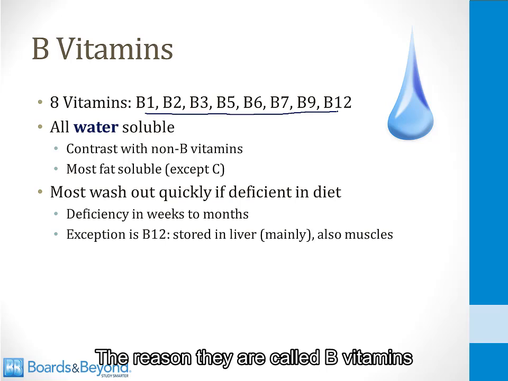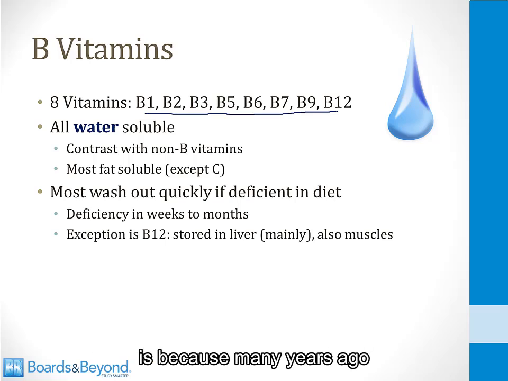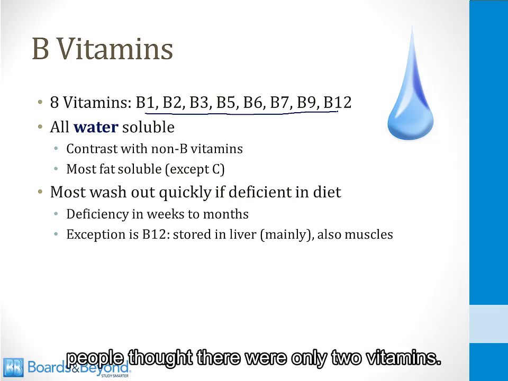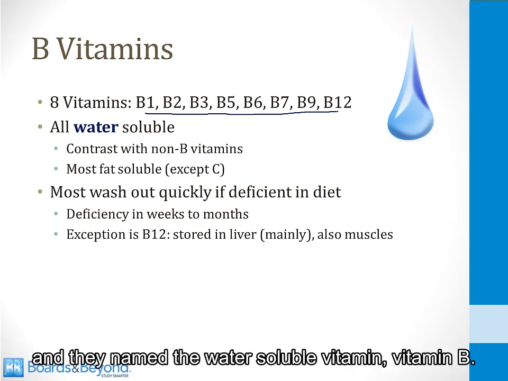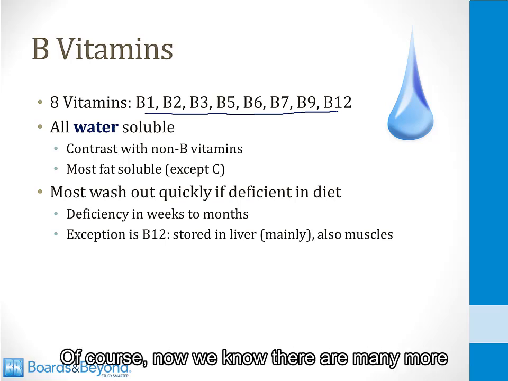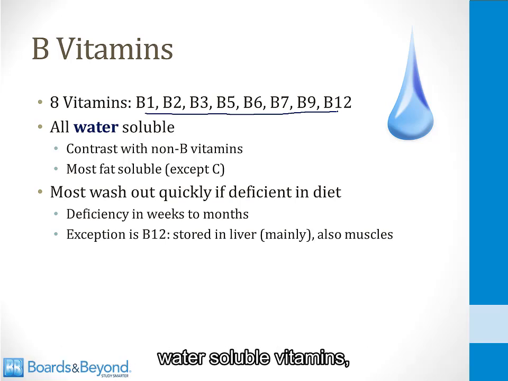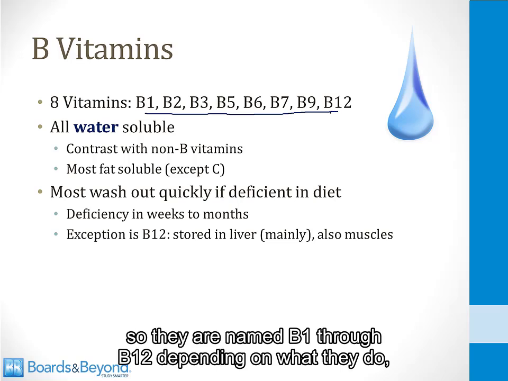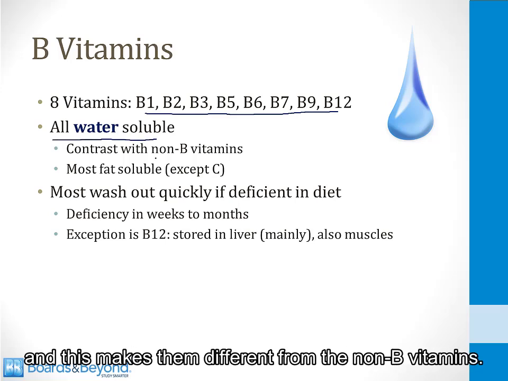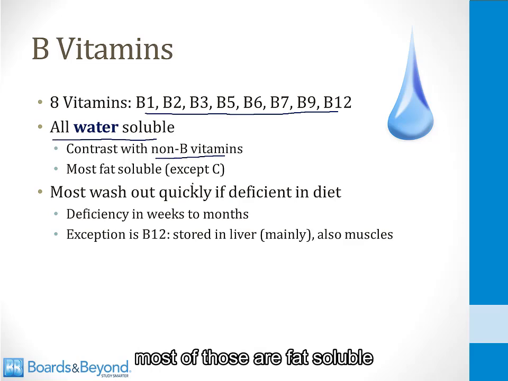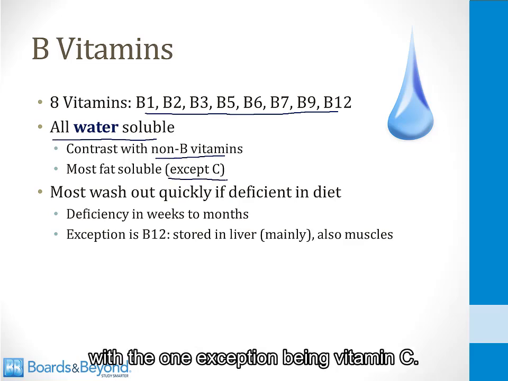The reason they are called B vitamins is because many years ago, people thought there were only 2 vitamins. They named the one fat-soluble vitamin, vitamin A, and they named the water-soluble vitamin, vitamin B. Of course, now we know there are many more water-soluble vitamins, so they are named B1 through B12, depending on what they do. But still, all the B vitamins are water soluble, and this makes them different from the non-B vitamins. Most of those are fat soluble, with the one exception being vitamin C.